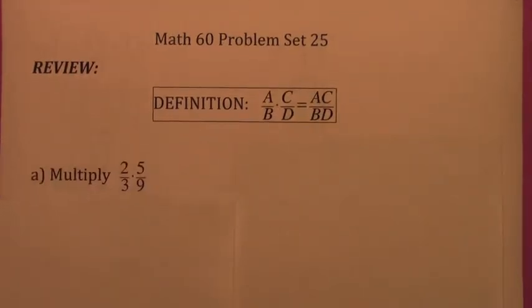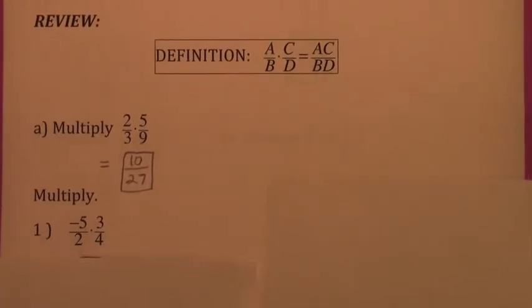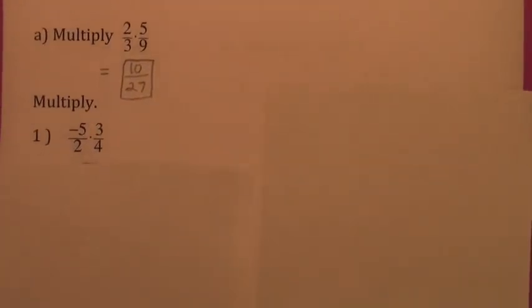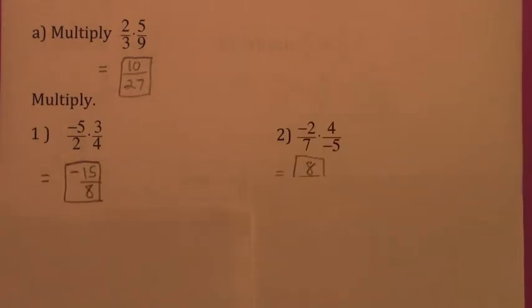So when you multiply these two fractions together, you get 10 over 27, right? When you multiply these two together, let's see, you get negative 15 over 8, right? Sound good? When you multiply these two together, you get negative 8 over negative 35. Negative divided by a negative, isn't that just positive? So you could have just written it as 8 over 35. Yeah, don't leave your answer as negative 8 over negative 35. This is considered more simplified.